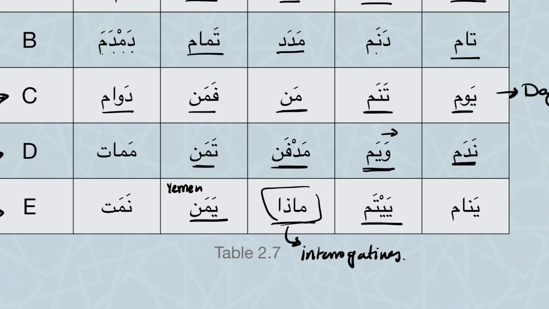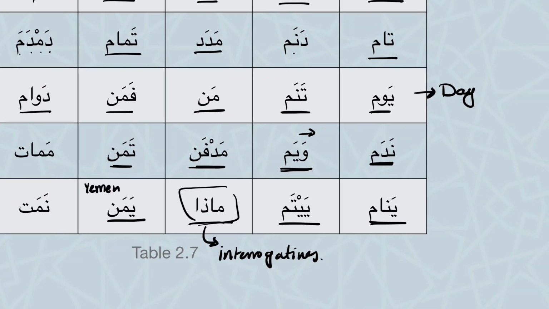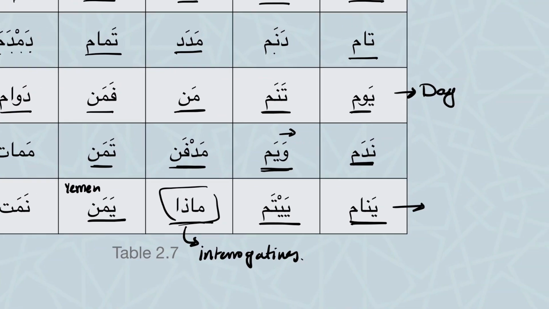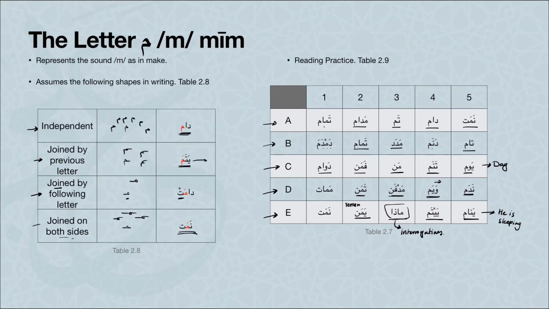This one is kind of tricky because there are two yas. One has a vowel, has a fatha, and one has a sukoon. It's yaytam. And the last one is yanam. Yanam is he sleeps or he is sleeping. Letter meme I think has no issues.